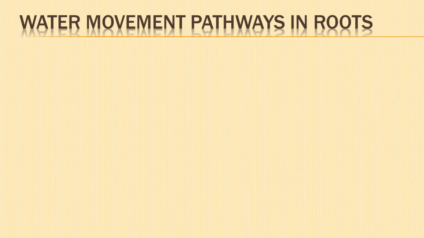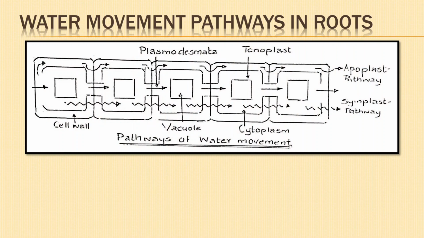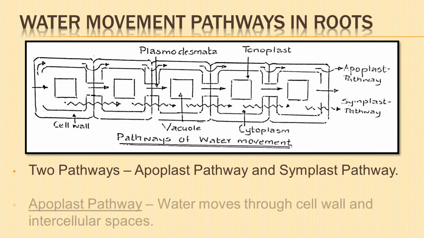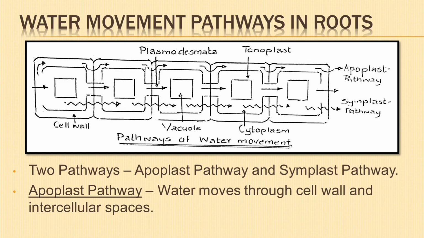Next, let us look into the types of pathway of water movement in roots. There are two distinct pathways for water movement once it is absorbed by the root hairs. They are apoplast pathway and symplast pathway. Apoplast pathway: water moves through cell wall and intercellular spaces without crossing any membrane. Apoplast is made up of non-living components.